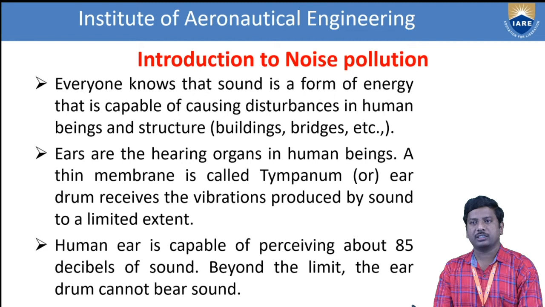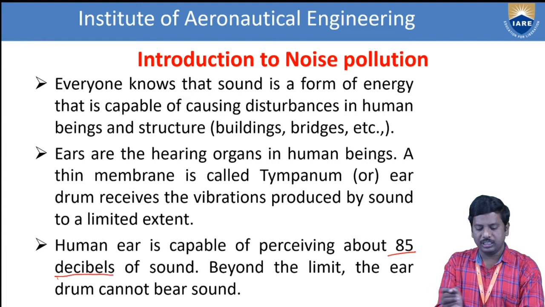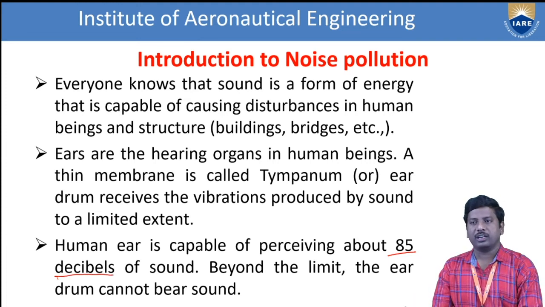A thin membrane called the tympanum or eardrum receives the vibrations produced by sound to a limited extent. So the human ear is capable of perceiving about 85 decibels of sound. This is very, very important. Sound is measured in decibels. Beyond that limit, the eardrum cannot hear the sound.